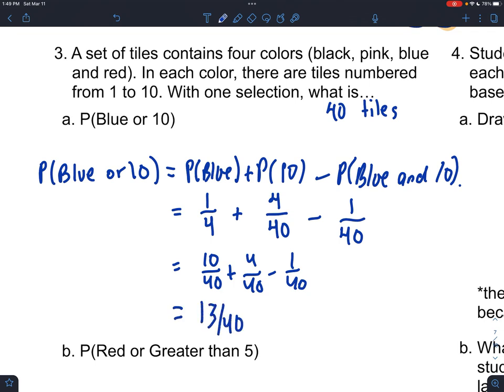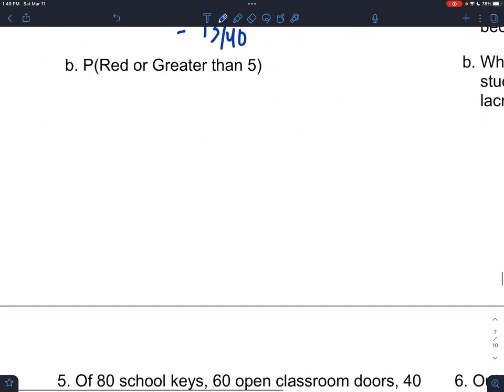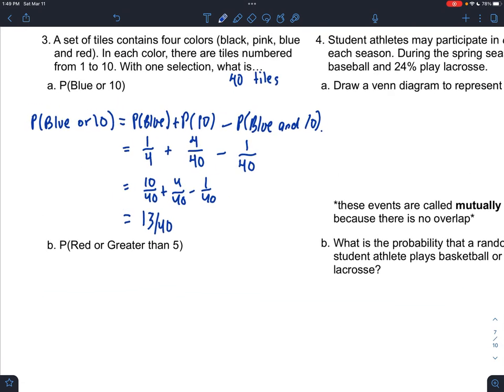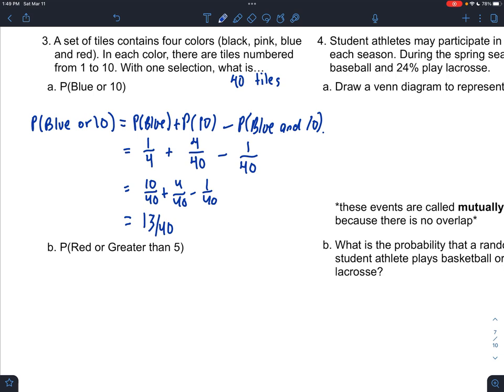So if you add up all these together, get a common denominator first, you get 13 out of 40. So that's the percent chance that when you pick one, it's either blue or it's got a 10, or both. But it's got to have at least 1.